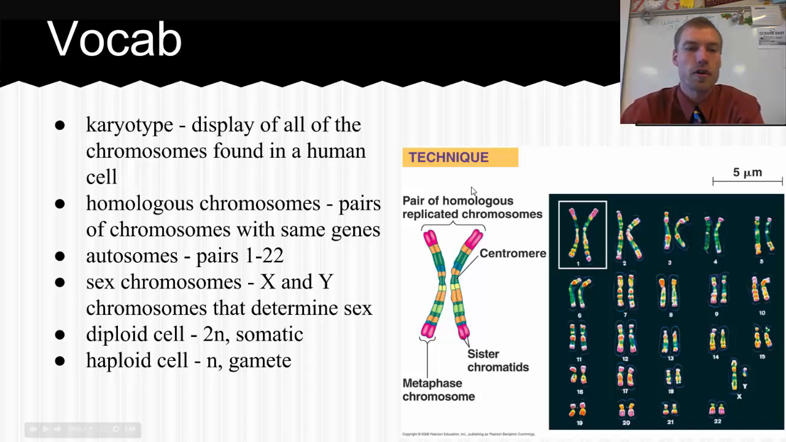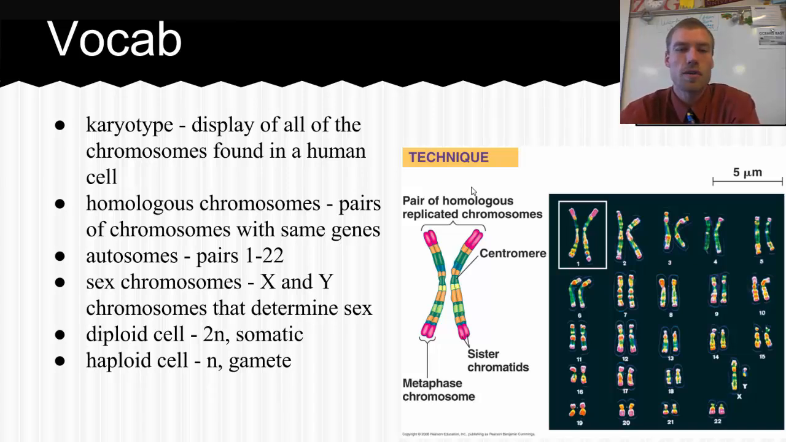So some other vocab words that we need. Karyotypes: this is a display of all the chromosomes found in a human cell. Human cells have 46 chromosomes, 23 pairs. We've got homologous chromosomes, which are the pairs of chromosomes that have the same genes. Remember that homo means the same, logous means information, so same information on the two chromosomes.